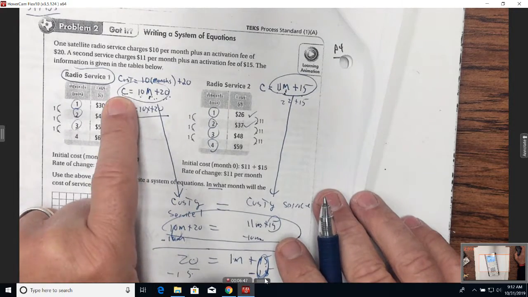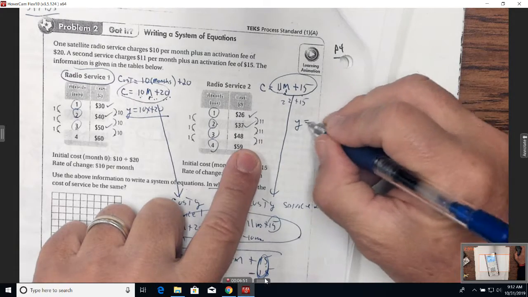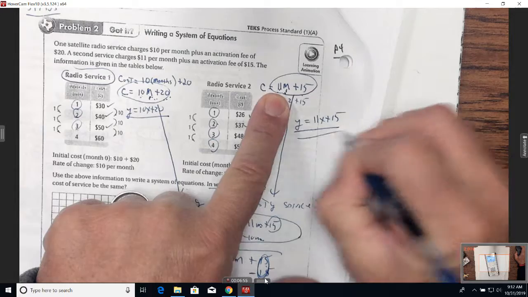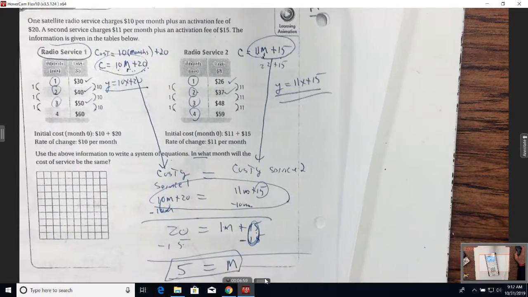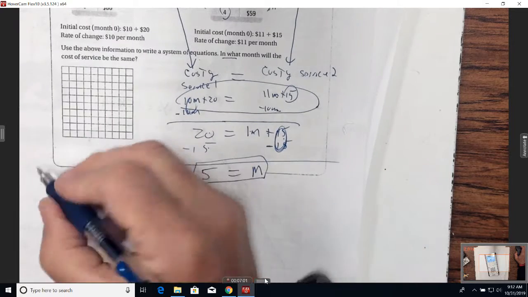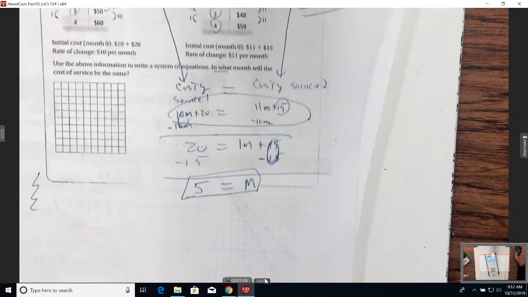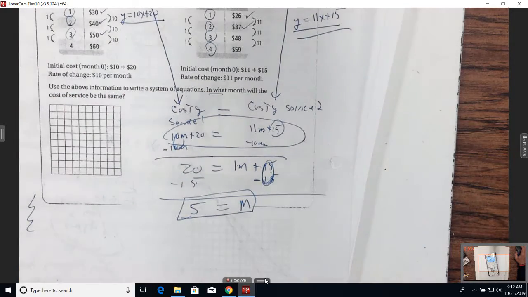Alright? So which one's x and which one's y? The output is y. The input is always x. What about this? This would be y is equal to 11x plus what? 15. We good? Now I have two equations. I can solve this as a system of equations to find out where they are the same. That's what I'm trying to figure out. When is the cost of one equivalent to the cost of the second one?